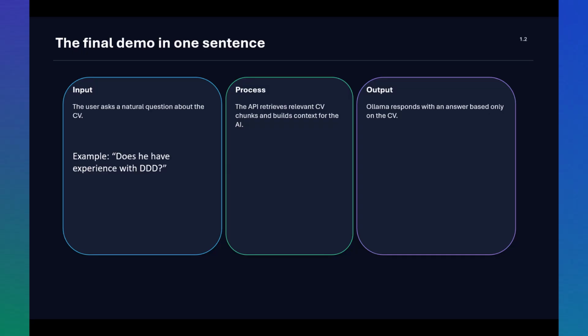This is very important. We don't want the models to answer from general knowledge. We want the model to answer using the CV information retrieved by our backend. This is the foundation of the RAG approach that we'll explain in the following chapters.